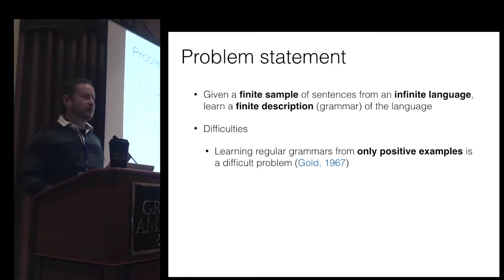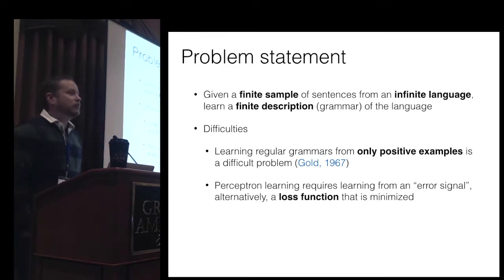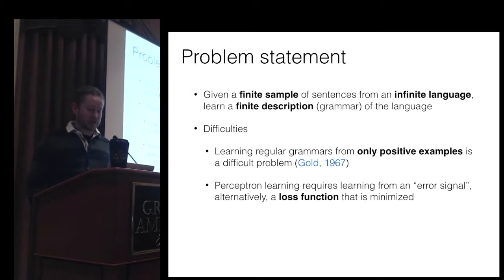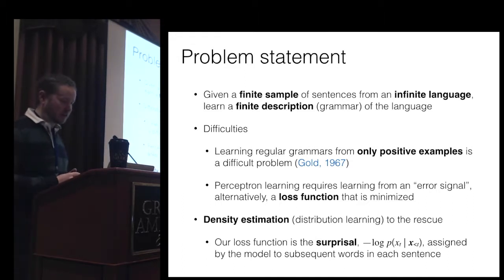And also, since we're celebrating 60 years of perceptrons here, we want to do this with perceptron-style learning. So we need some kind of error signal, or loss function, that we're going to be optimizing. Fortunately, we're going to solve both of these problems with one stone, two birds. Our stone is going to be distribution learning, that is, density estimation.